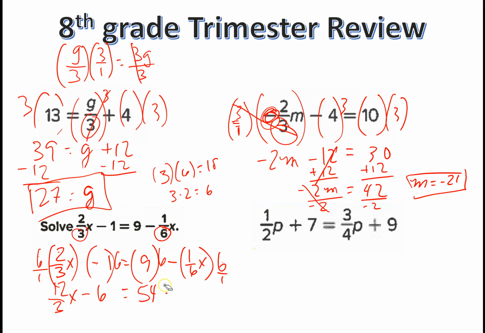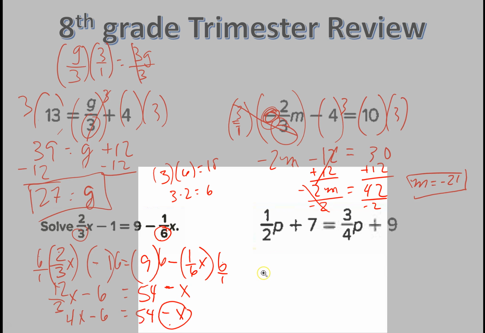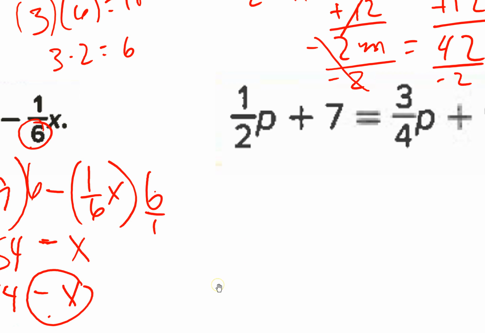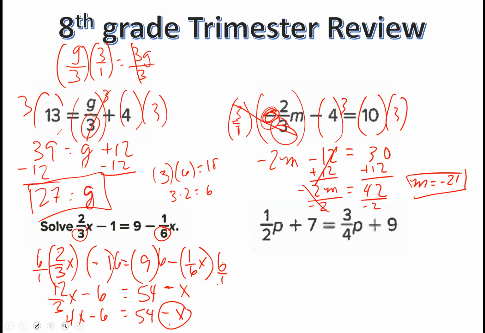multiplicative inverses. So they just cancel each other out. So that leaves me, but be careful, there's a negative sign here. So that's negative x. Now 12 divided by 3 is 4. So I have 4x minus 6 equals 54 minus x. Now I'm going to move this on this side. Let's come over here. And I have 4x minus 6 equals 54 minus x.